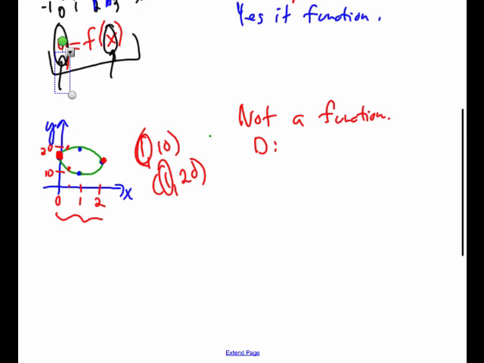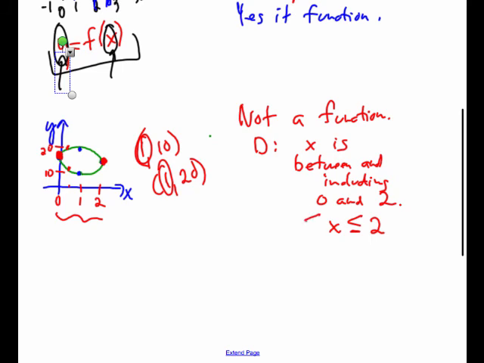Alright? So our domain is x is between and including 0 and 2. That's how you would write your domain in words. But we'd like to use a symbol. And so a nice way to say all of that together is to say that x is less than, but it's also equal to 2. I know it's equal to 2 because the solid dot means that 2 is part of my graph. But it's bigger than or equal to 0.